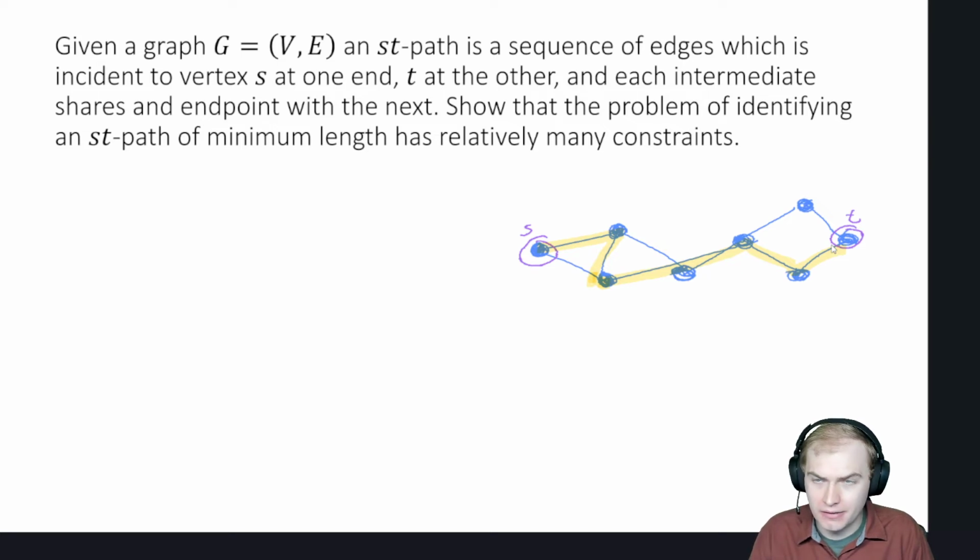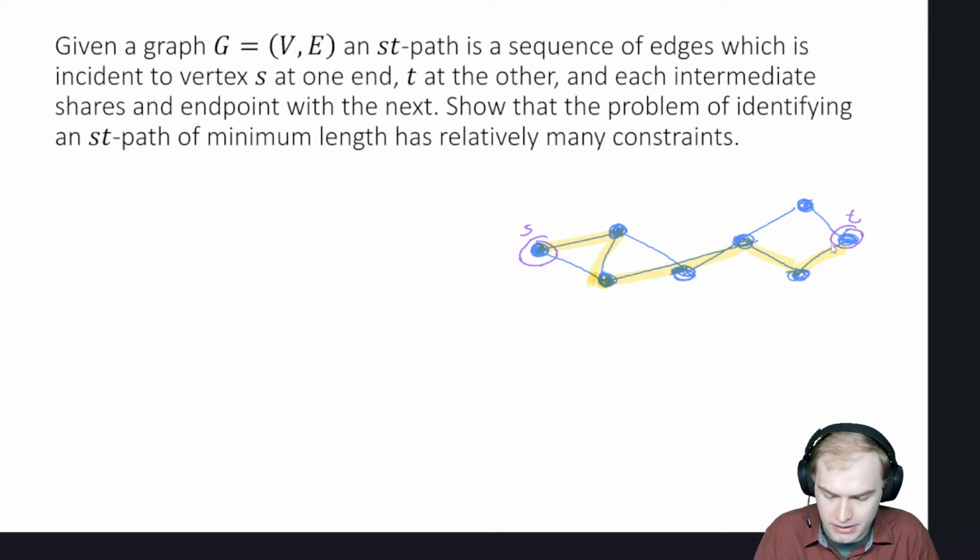A minimum length ST path, also known as the shortest path, is an interesting problem, and we can model it as an IP, but we're going to see that it takes many, many constraints.